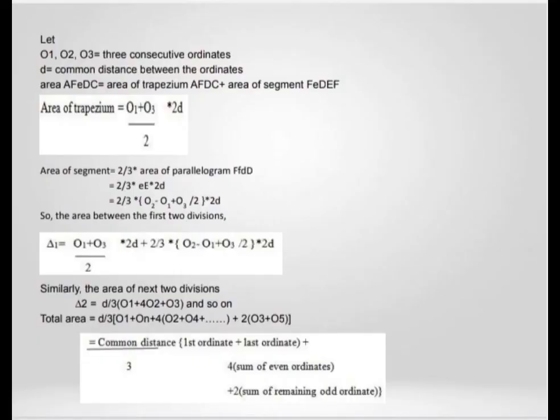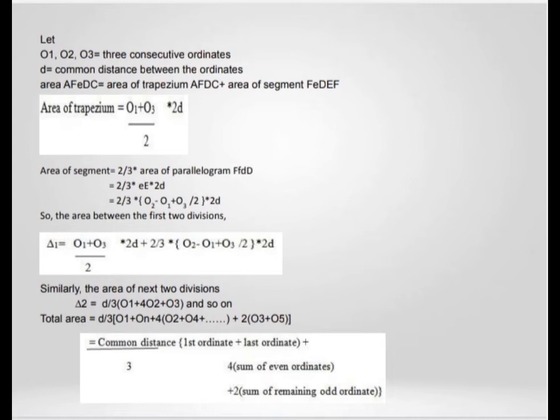So here is the step-by-step to get the area between the first two divisions. We have the area of the trapezium and the area of the segment, then we get the first two divisions, which is the area of 1 equal to (O1 plus O3) over 2 times 2d plus 2 over 3 times (O2 minus (O1 plus O3) over 2) times 2d. So the area of the next two divisions is area of 2 is equal to d over 3.